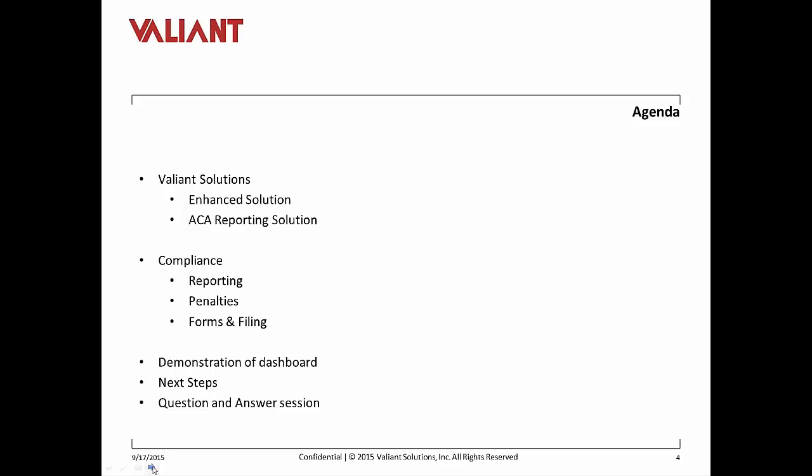During today's session, we will be discussing the following topics: the two solutions offered by Valiant Payroll Solutions to ensure your ACA compliance. The first is an enhanced solution, and the second is an ACA basic reporting solution. We will also discuss ACA compliance, reporting requirements, penalties which may be issued by the IRS for non-compliance, and annual forms and filings. We will follow that with a demonstration of the application and dashboard. And then next steps, which would be where you would go to enroll in one of the Valiant solutions. And that will be followed by a question and answer session.